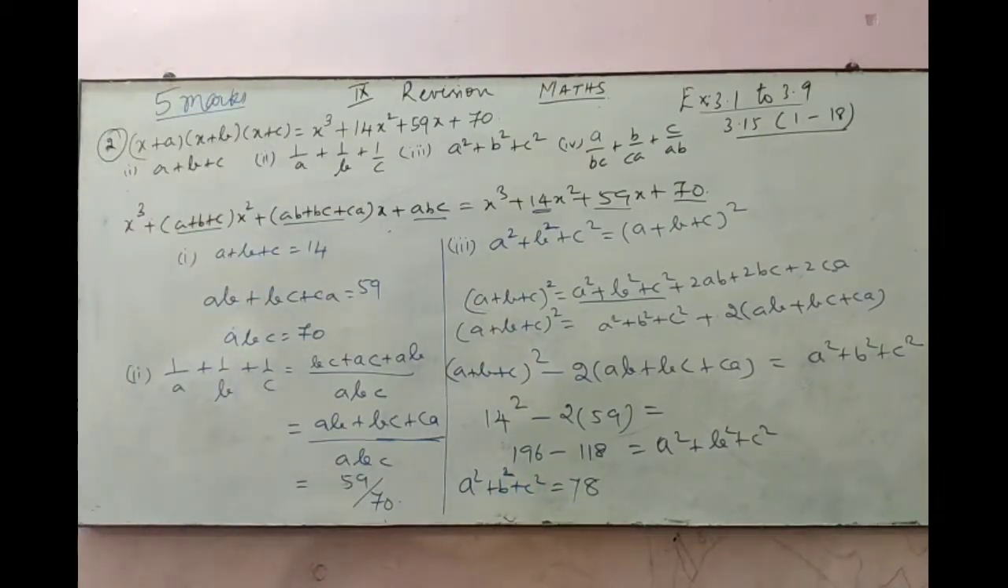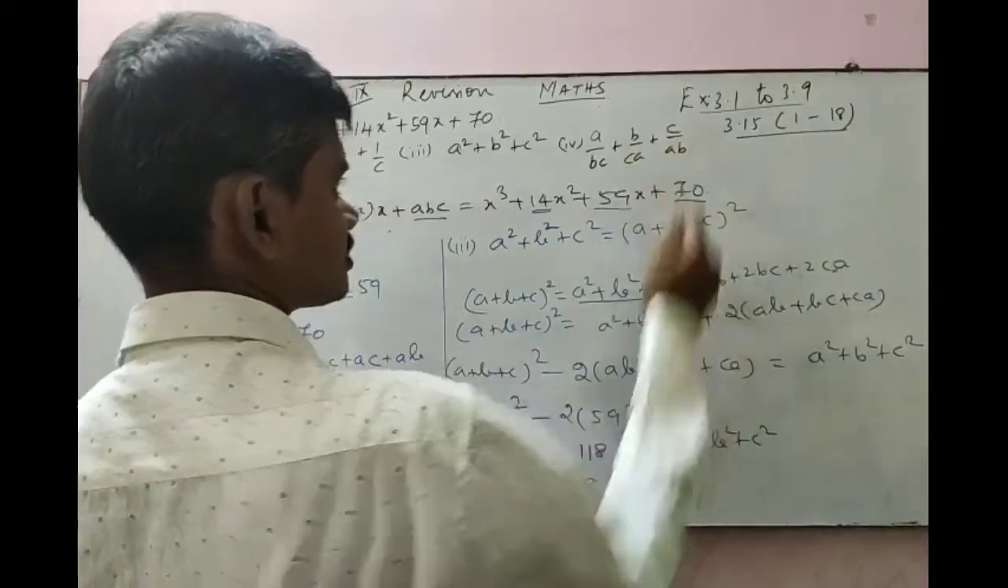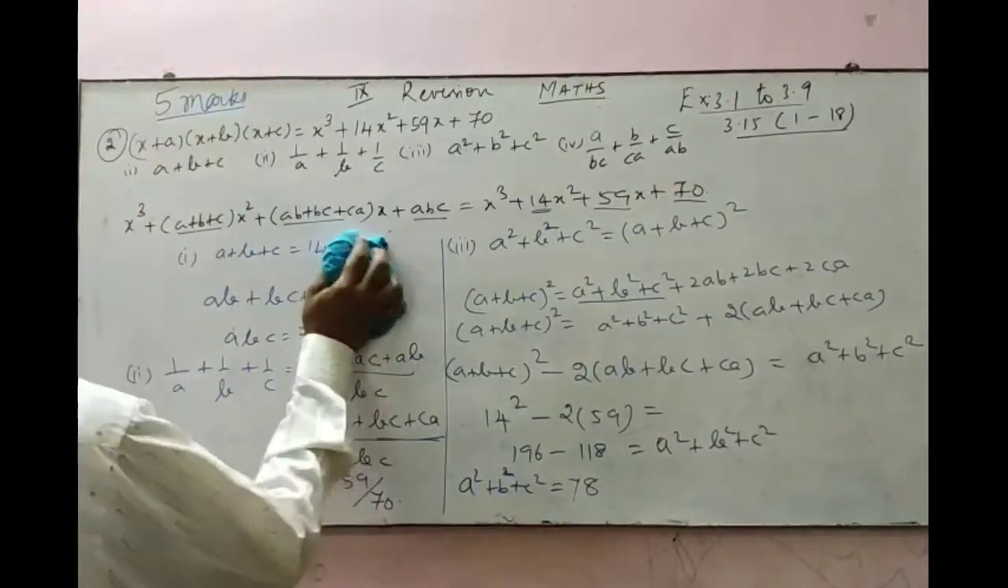The next one, the fourth sum, we have to find a by b plus c, b by c plus a, c by a plus b.